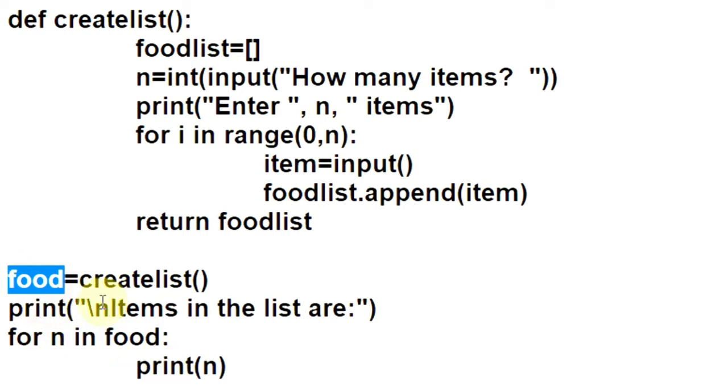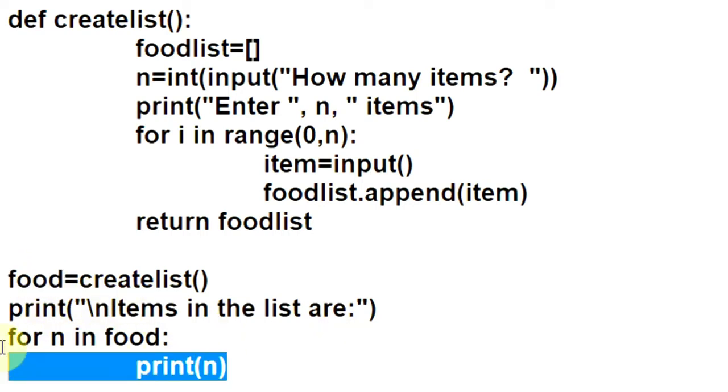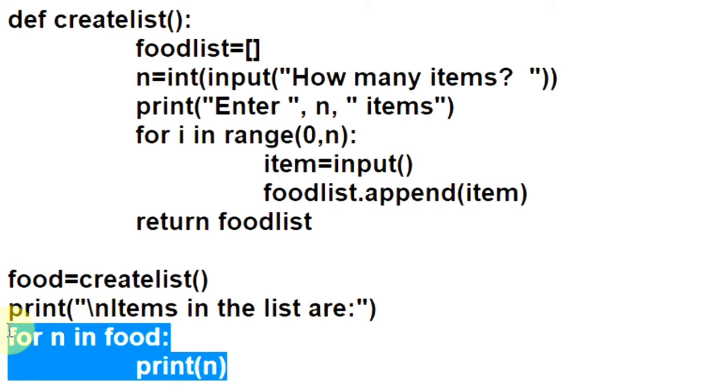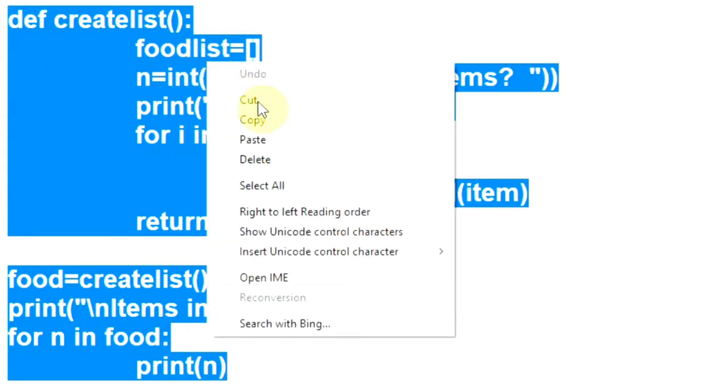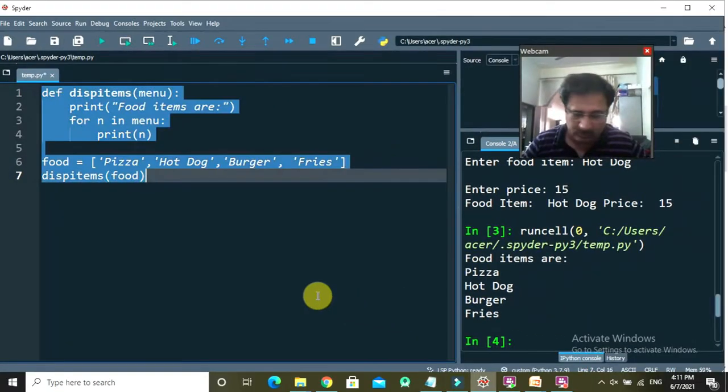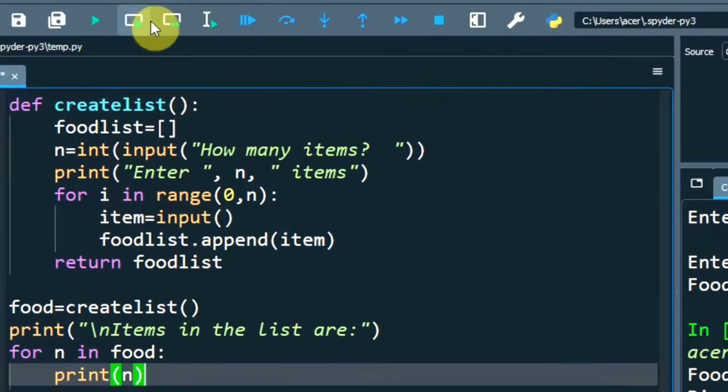And on the screen you get the message, items in the list are. Using this for loop you are displaying all the list items which were entered by the user. Okay, so this is how a list is returned by the function. Let's copy it, paste it in the Spyder IDE.